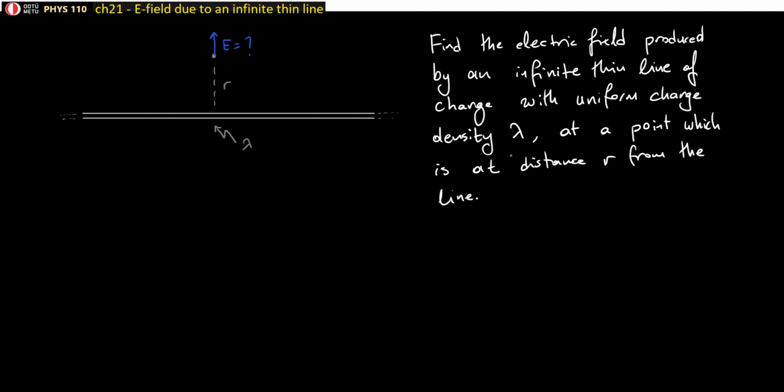I have solved this problem in class. I'm just going to solve it again in here, but I'm going to go over the steps a little bit more quickly. So we have an infinite line of charge, an infinitely thin line of charge, so it's given like this. The thickness is assumed to be 0. It has a uniform charge density lambda, and we have a point in here which is at a distance r from the line, and we would like to find the electric field at that point.